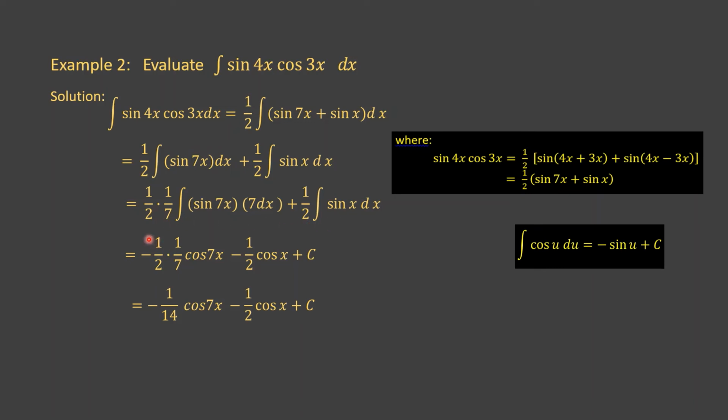And in this case, we now evaluate 1/2 times 1/7 integral of sine 7x, 7 dx, plus 1/2 the integral of sine x dx, resulting to the negative of 1/2 times 1/7 cosine of 7x minus 1/2 cosine of x plus c. Recalling that the integral of sine u du is negative cosine u plus c. Okay, so finally, we write the integral equal to negative 1/14 cosine of 7x minus 1/2 cosine of x plus c.